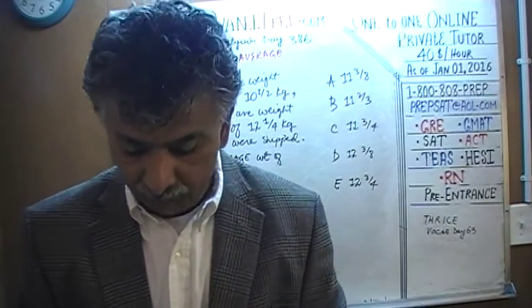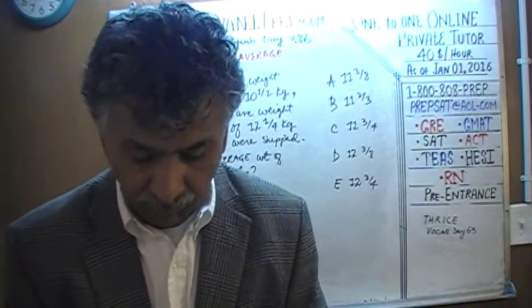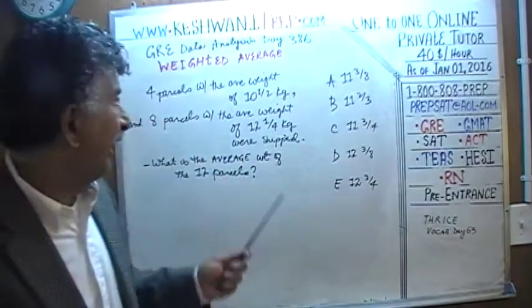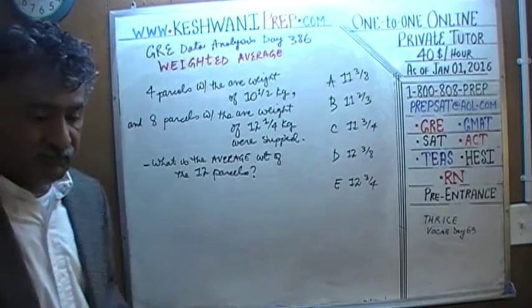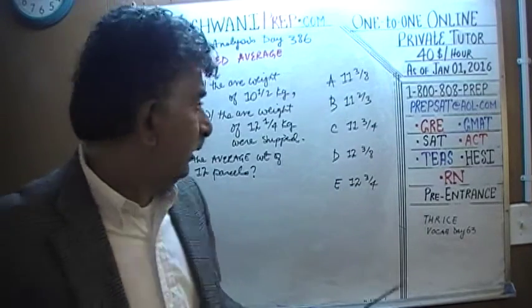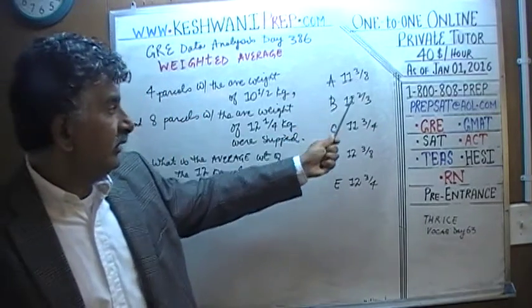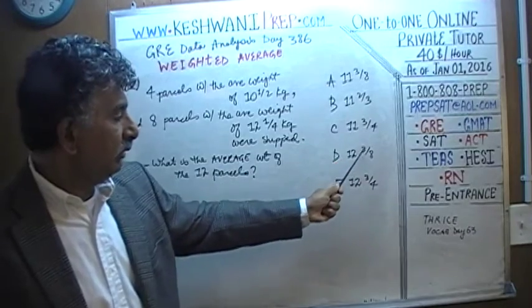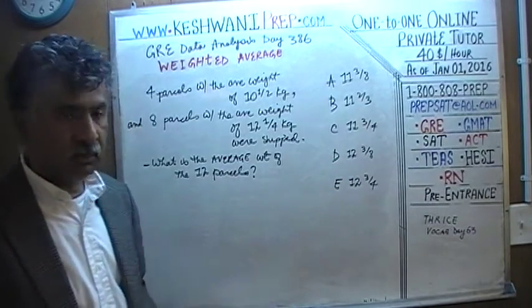Today we'll continue the topic that we've been doing for the last few days, the topic of weighted average. Weighted average, a very simple, straightforward problem, as you can see, is already on the blackboard. Let's take a look at it, shall we? Here the answer choices are 11 3/8, 11 2/3, 11 3/4, 12 3/8, 12 3/4. Here's what's going on.